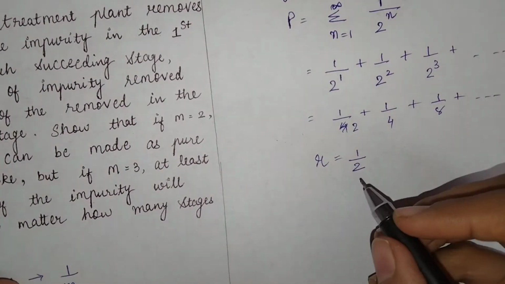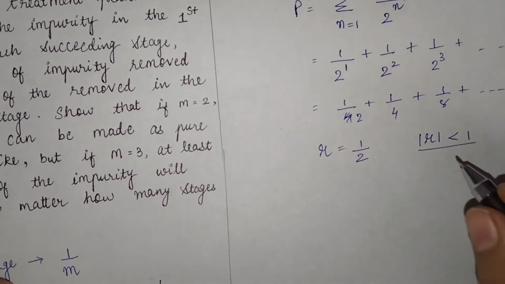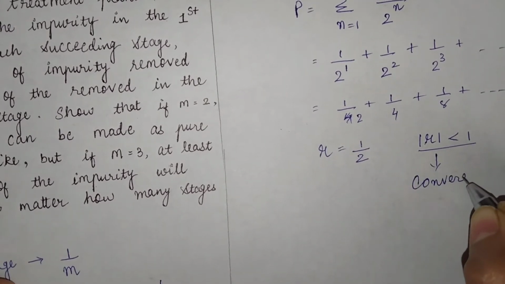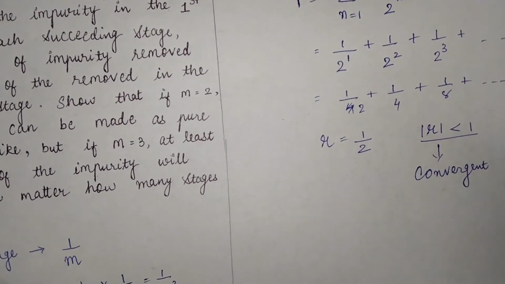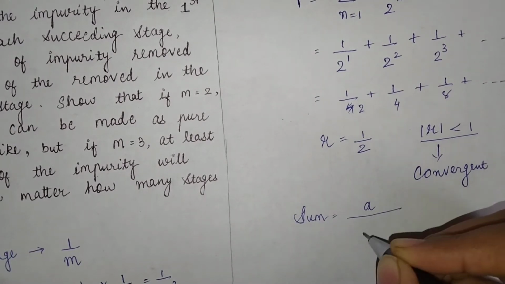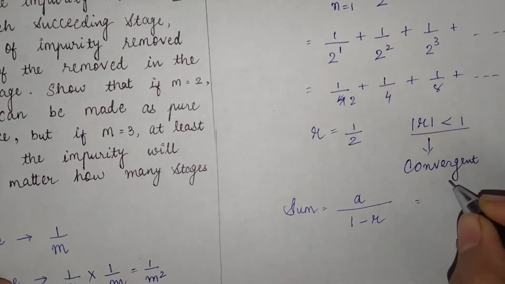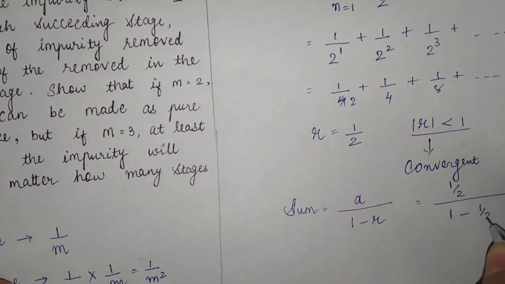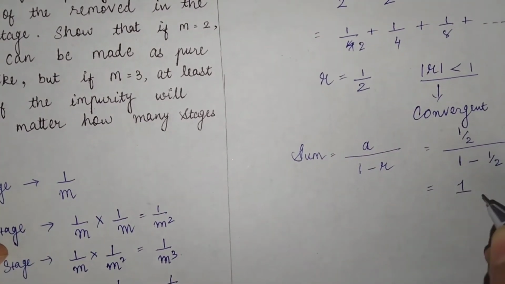Okay, and as r is less than 1, which we have discussed in the previous lecture, that whenever r is less than 1, the series will be convergent. So this series is convergent, and now if we want to find the sum of this series, then we can find it as a upon 1 minus r. So what is our a? A is 1 by 2. So 1 by 2 divided by 1 minus, what is our r? 1 by 2 again. And if you solve it, you will get its value as 1.